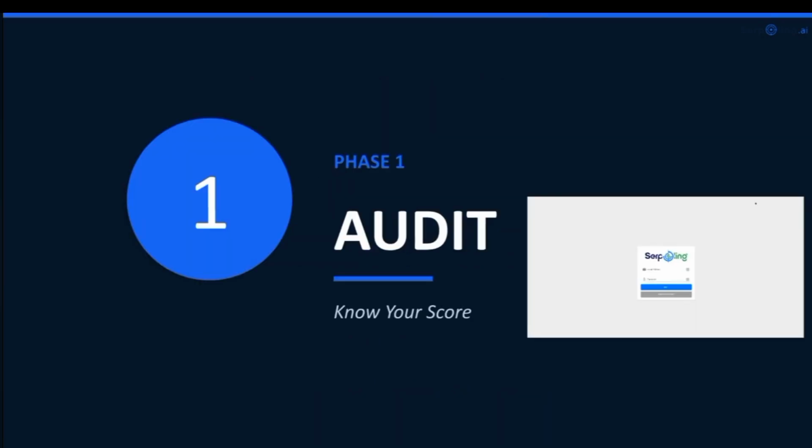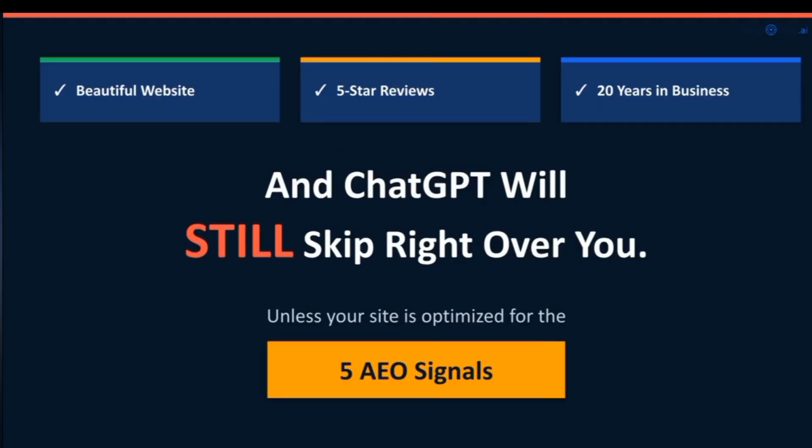Alright, so the first thing you're going to do once you log in to Serpsling AI is run an audit. And this is where it all starts. Think of the audit like getting an X-ray of your website. But instead of checking for broken bones, our AI is scanning for every single reason why AI search engines are ignoring you right now.